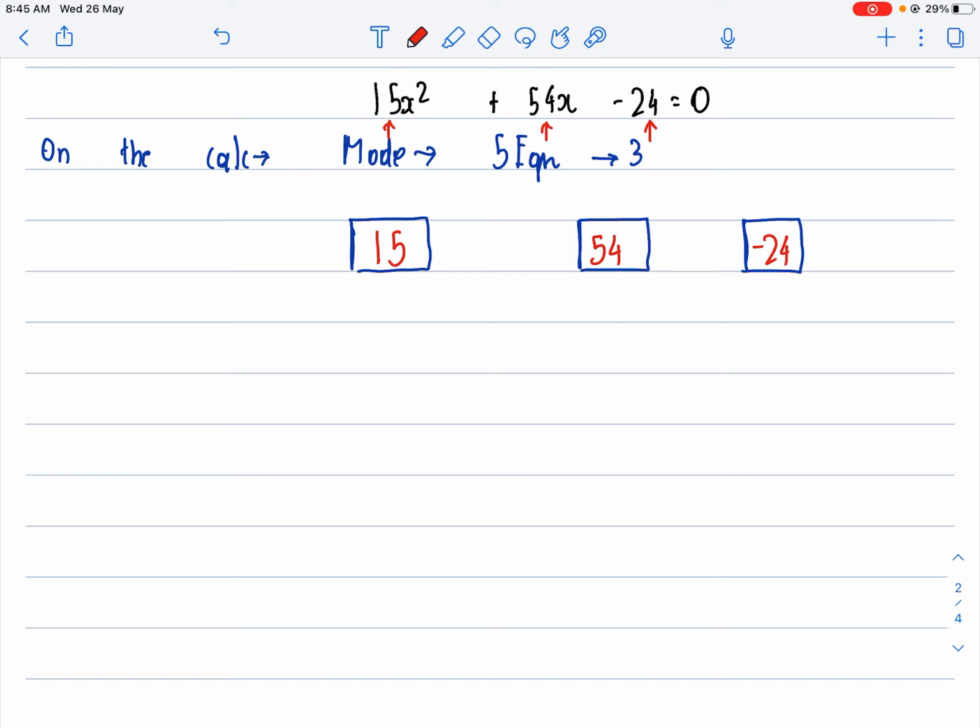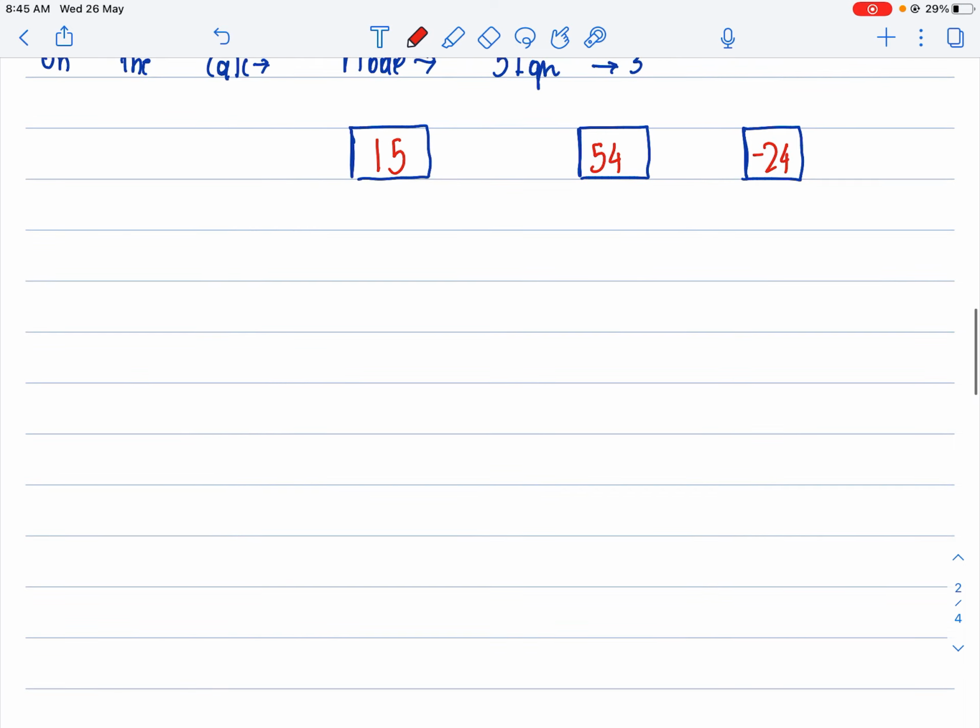So 15, 54 and minus 24, and when you click on equal to, you'll get your x equals 2 by 5 and your x equals minus 4, which are basically the final answers of the question.